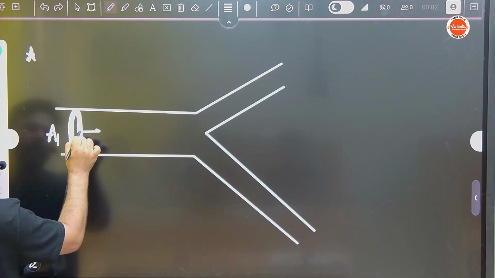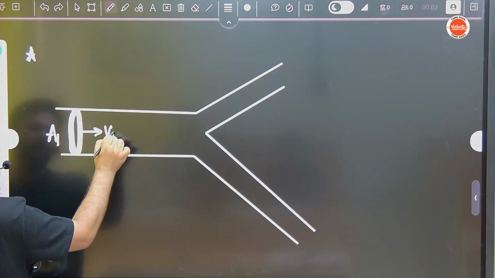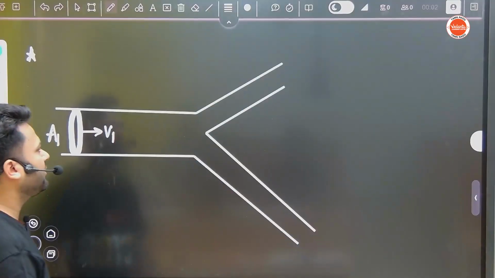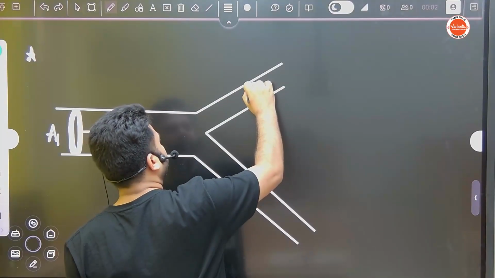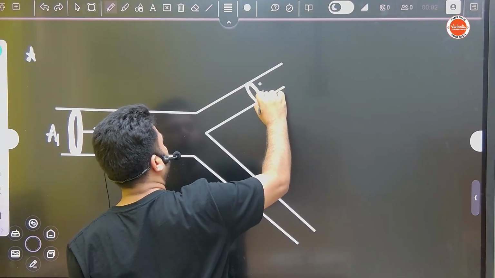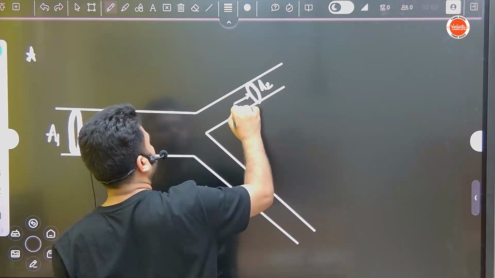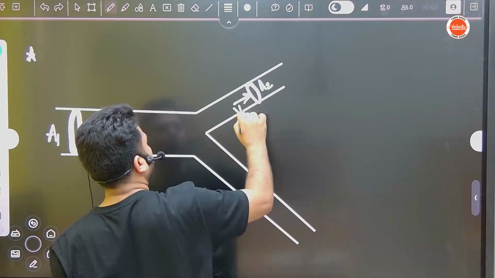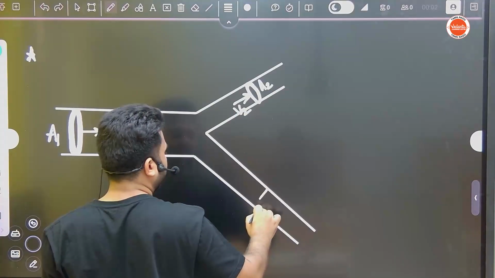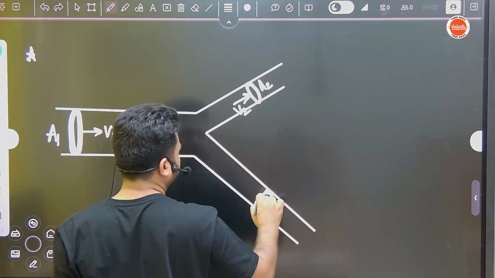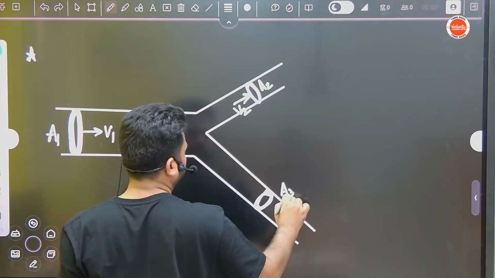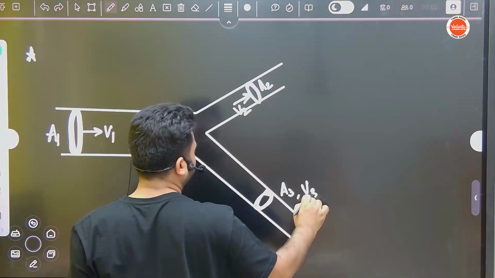The liquid flowing, suppose fluid is flowing with speed how much? V1. Here area of the tube is A2. The liquid is flowing with speed V2. Here area of the tube is A3 and liquid is flowing with speed V3.